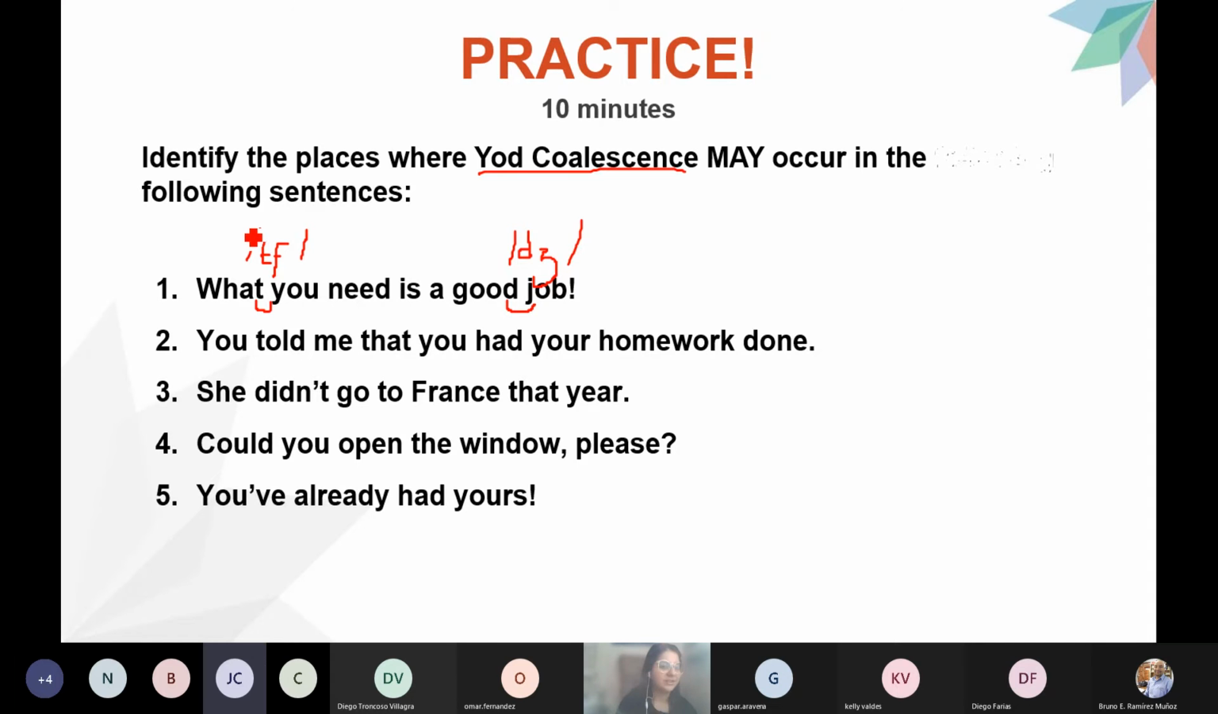Now, Diego Troncoso, can you help me with sentence number 2, please? Yes, no problem. Well, the first one that I found is in "that you," here, with the sh phoneme. And the second one is "had your." This one is the other one, right?